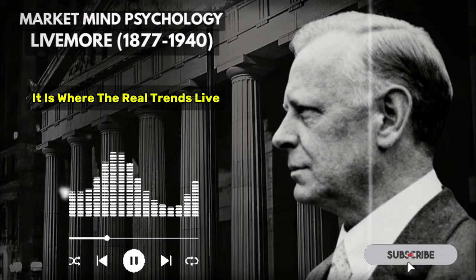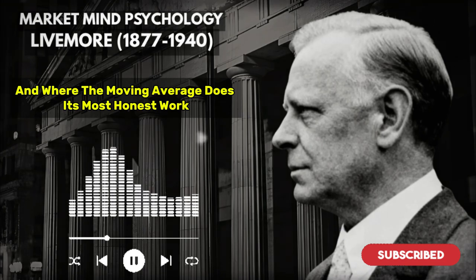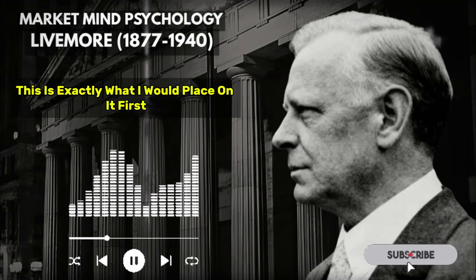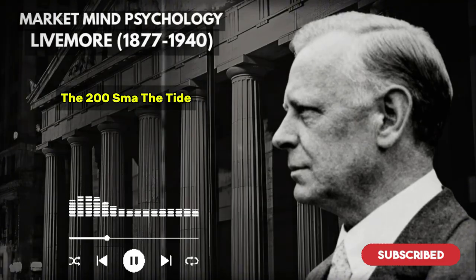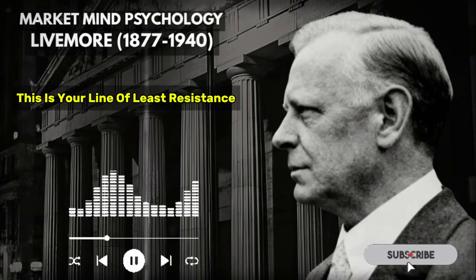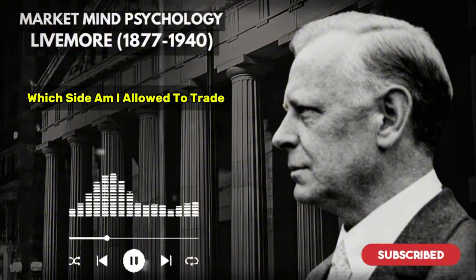It is where the real trends live, where the tide is clearest, and where the moving average does its most honest work. This is exactly what I would place on it. First, the 200 SMA, the tide. This is your line of least resistance for the entire market. It answers a single question: which side am I allowed to trade?